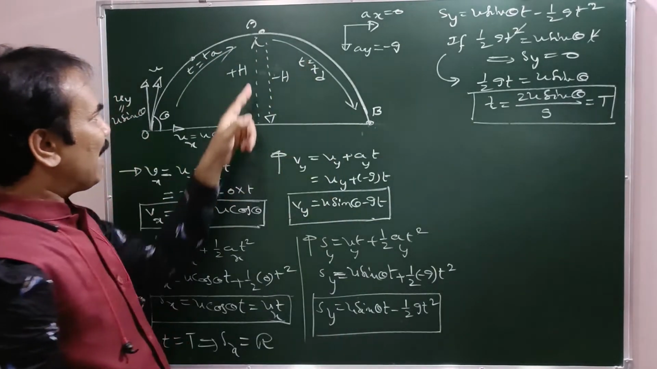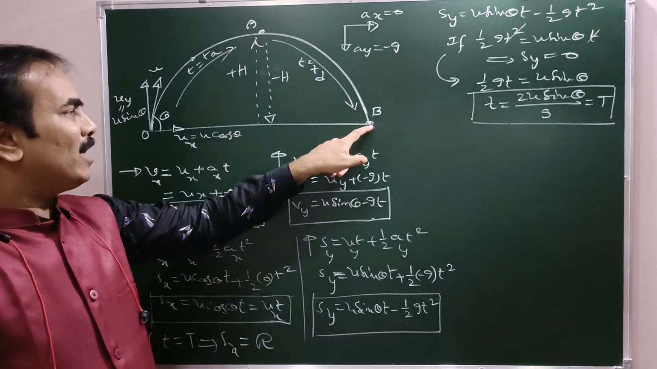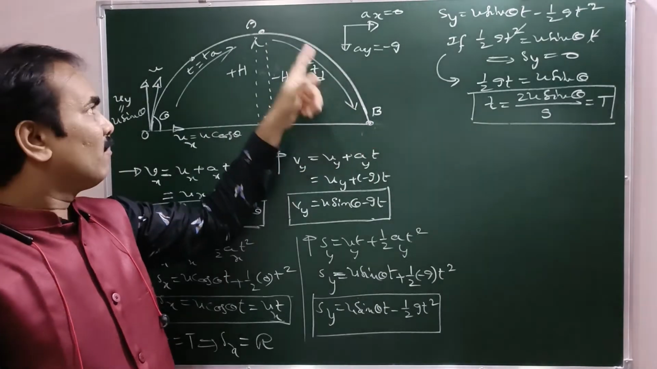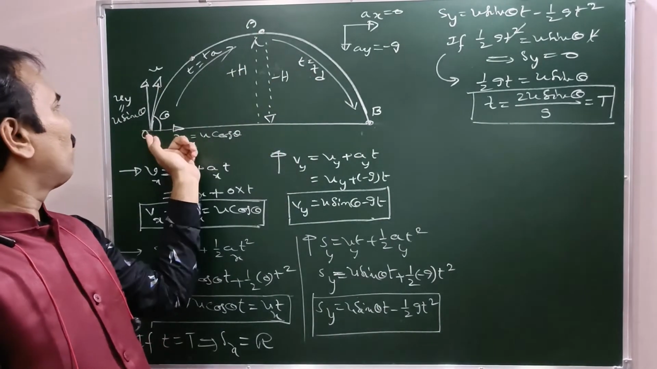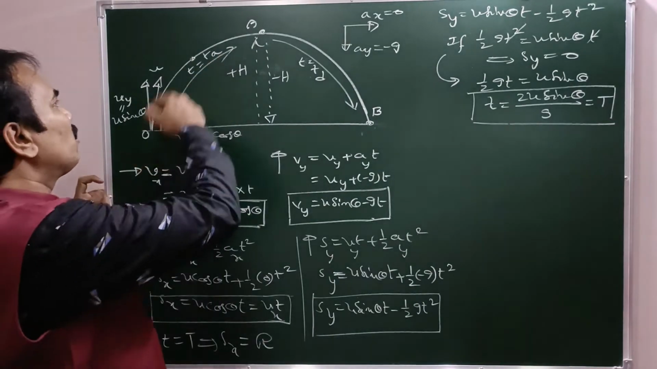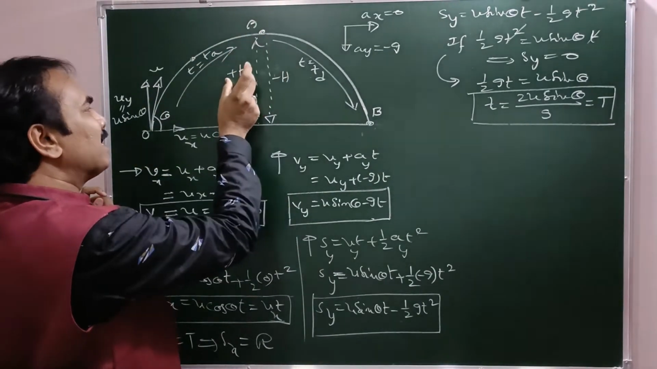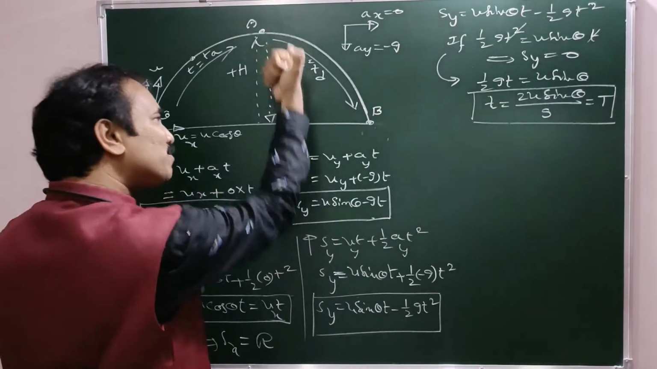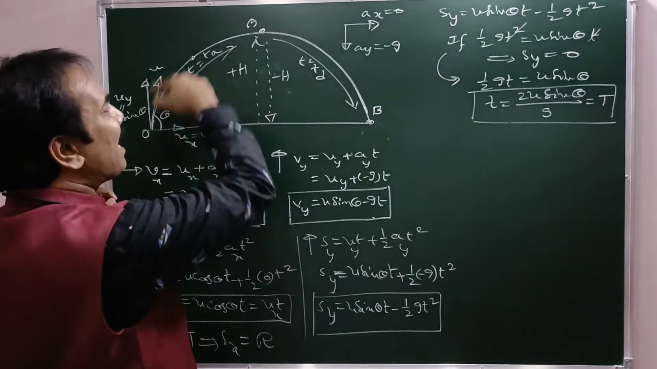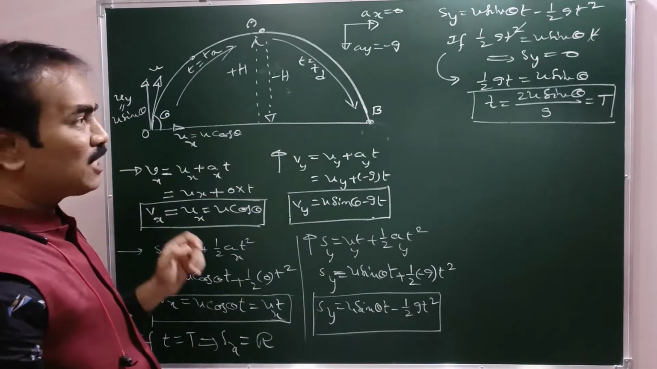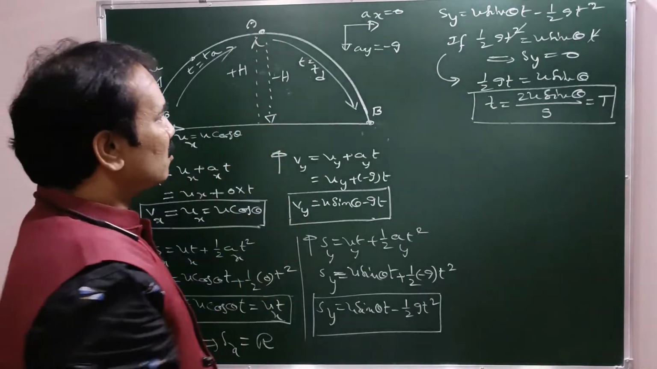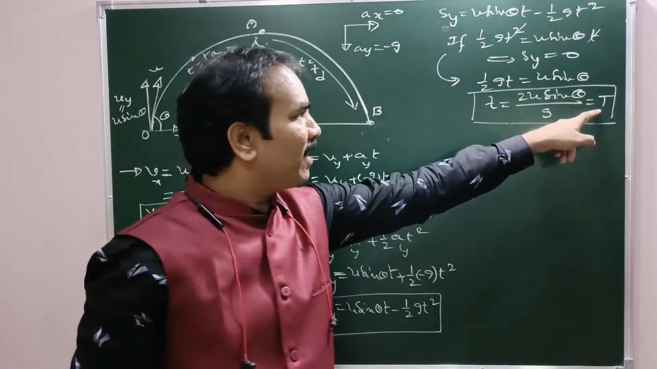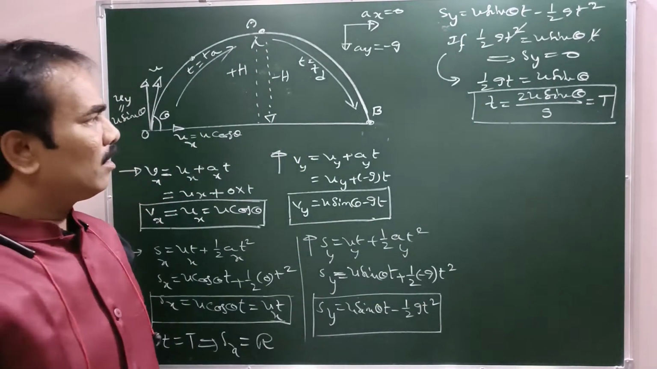The time to reach a point at the same level as the point of projection from the highest point is the time of descent. From A to B, time taken is Td. From O to A, time taken is Ta. From O to A, the displacement is plus h. From A to B, the displacement is minus h, because it is downwards here and upwards there. Now in the entire flight, what is the total vertical displacement covered? Plus h minus h, that is 0. Sy becomes 0.